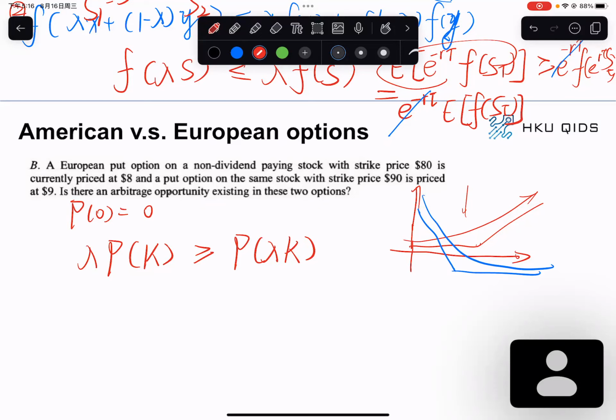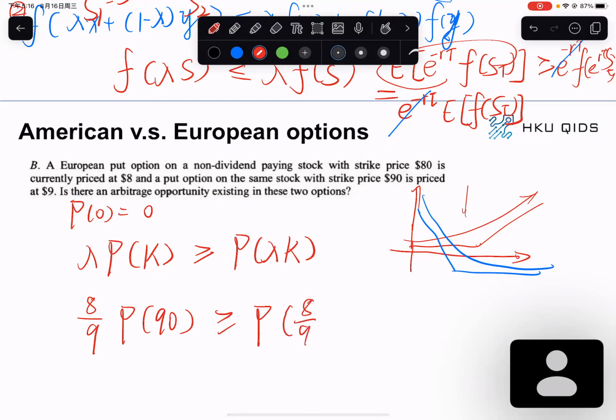Then what we need to do is just to put in the values. We can have P(90), if we use λ = 8/9, it's going to be larger than or equal to 8/9 multiplied by P(90 × 8/9), which is just P(80). Okay.